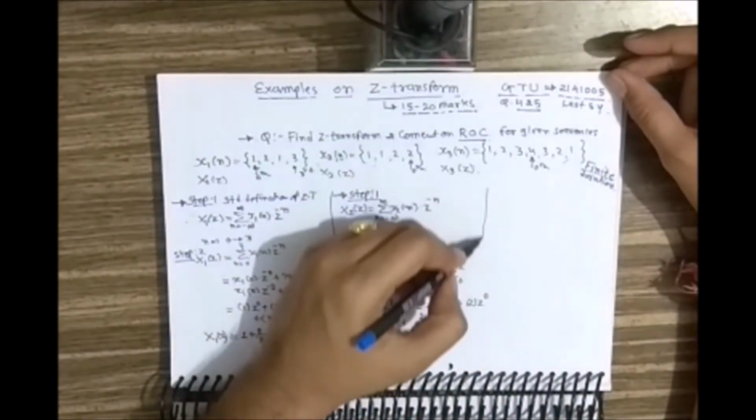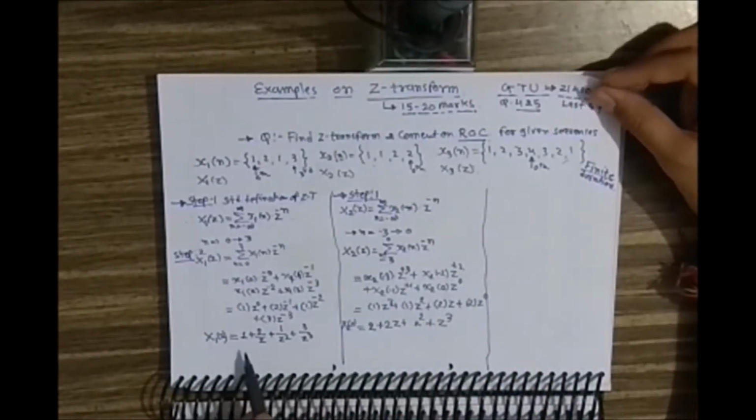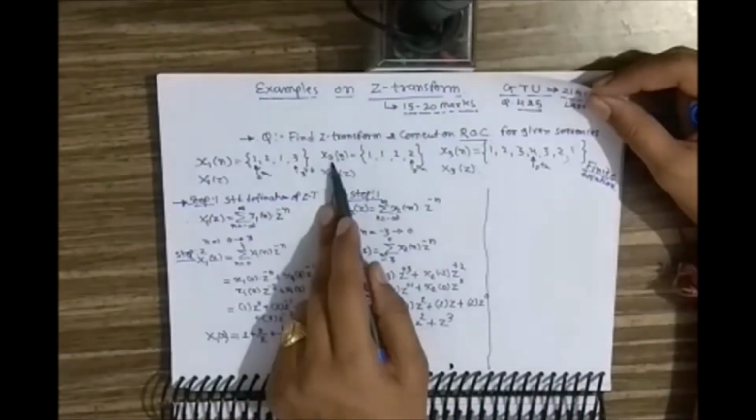So if we consider the third equation, x3 of n, before that let us see what is the difference in the solution of x1 of n and x2 of n.